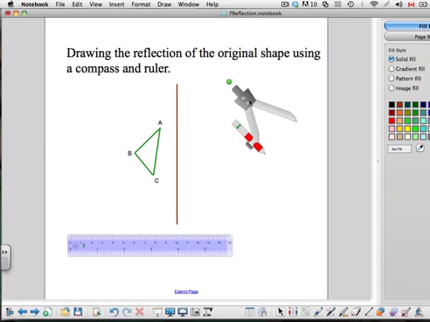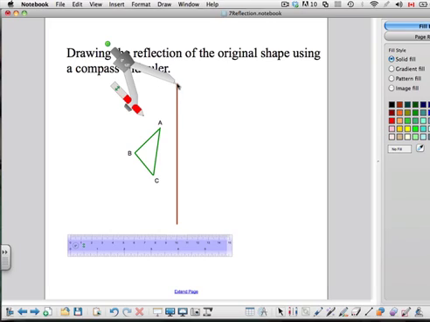Okay, welcome to drawing the reflection of an original shape using a compass and ruler. Now in this case, you need a compass and a ruler only. So take your compass and put it at either end of the reflection line. Now what you'll discover as you are working is that you might want to make the reflection line a little bit shorter, a little bit longer. It doesn't really matter as long as you're consistent with each point.